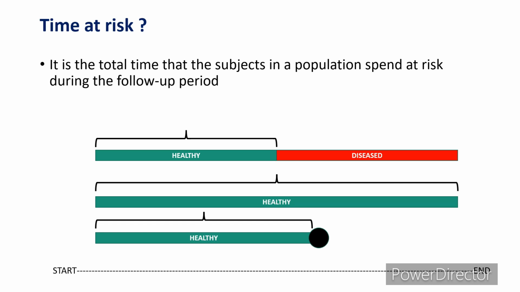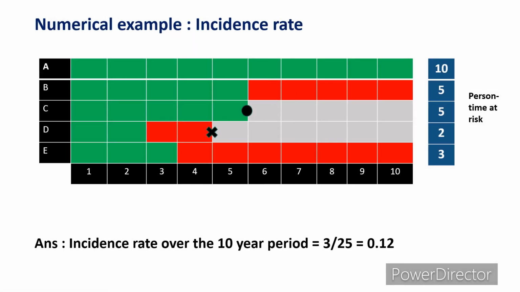Now coming to the second diagram, where the individual did not develop the disease throughout the follow-up period. So here the time at risk will be from year 1 to the end of the study. And in the third case, the person was healthy from the start till the midpoint, and after that he was lost to follow-up. So here we calculate the time at risk from the start point till the point where he left the study. So this is an example of incidence rate, which is similar to incidence risk, but here we don't take the population, right? We take the person year. So let's see how to calculate the person years.